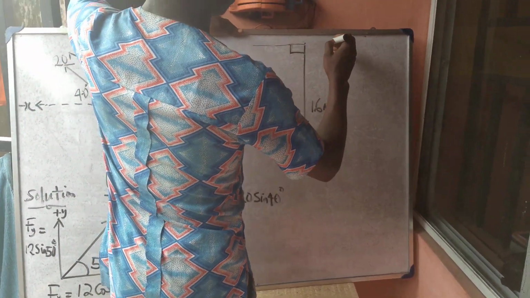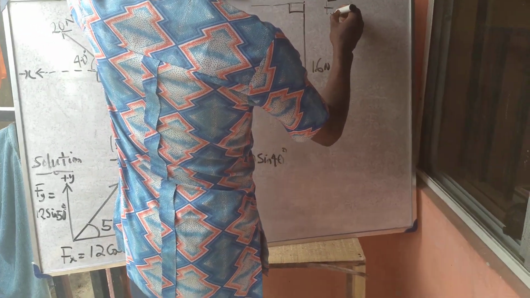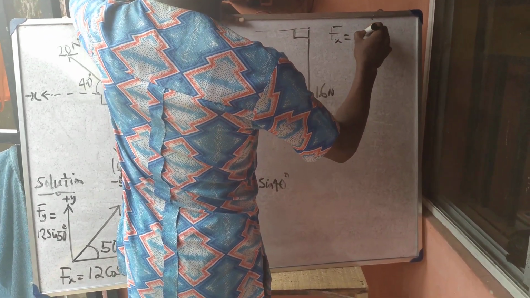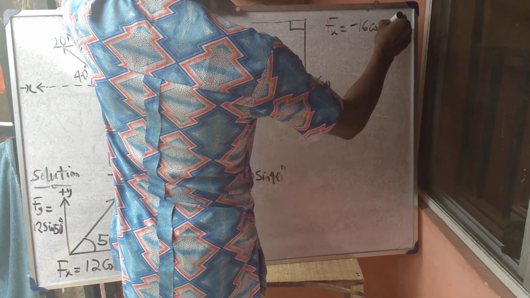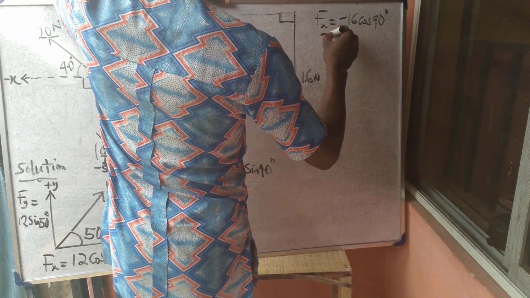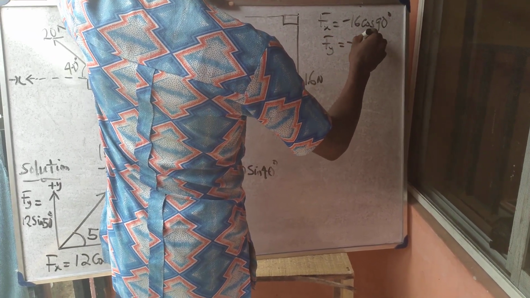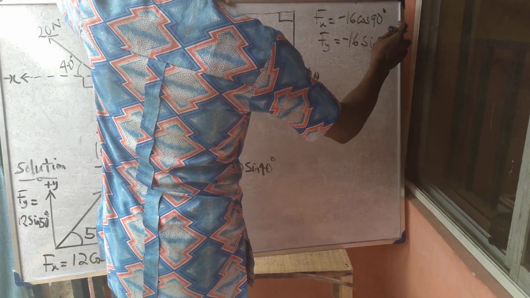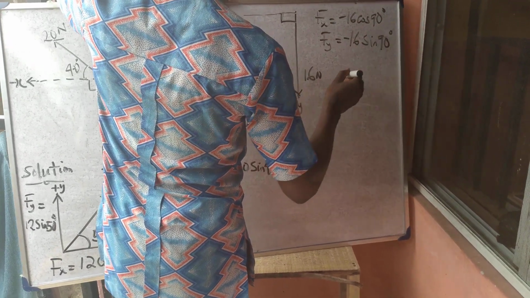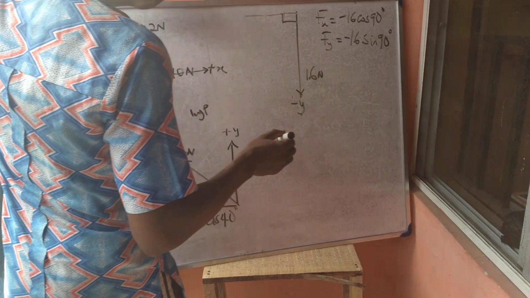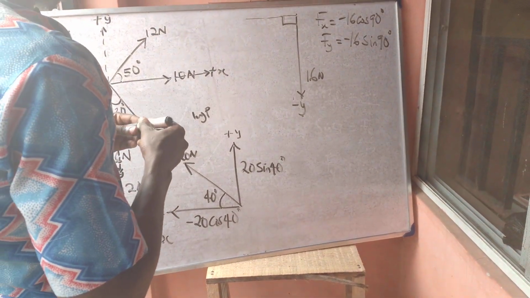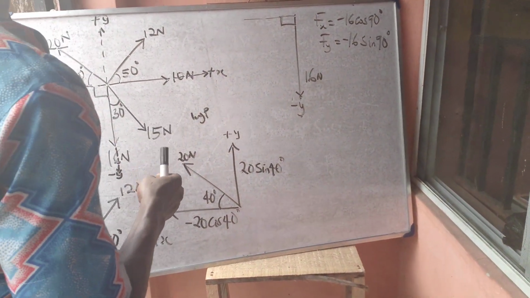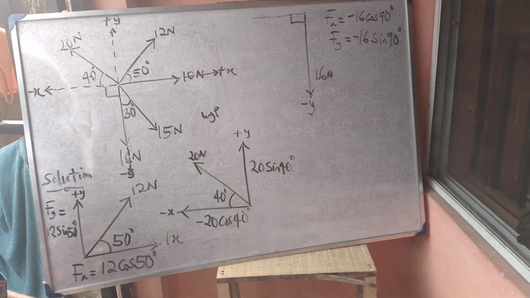So the Fx component becomes minus 16 cos 90, and the Fy component becomes minus 16 sine 90 degrees. Okay. Now the next thing you look at is the force 15 Newton.